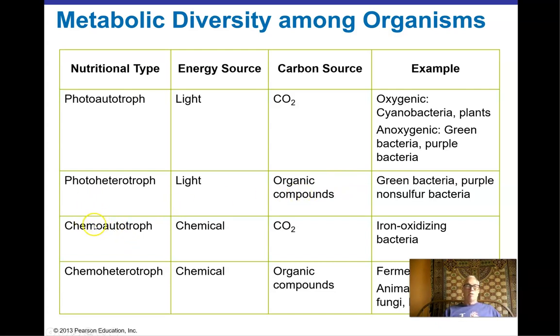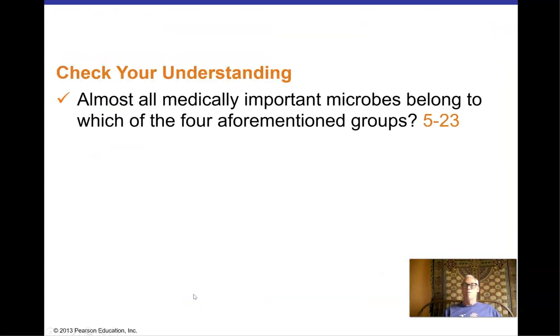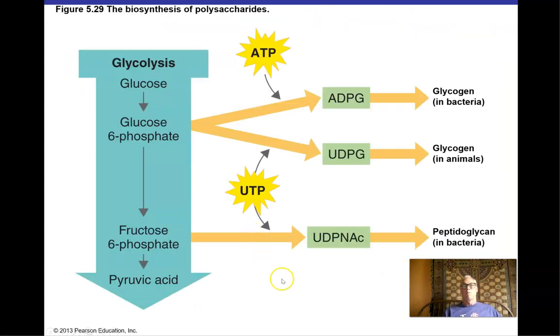Chemoautotroph, it uses chemicals for energy, and in this case, it can fix CO2. Chemoheterotroph uses chemicals for energy and brings in its carbon from outside, from organic compounds. Yeah, this might be a good thing to just practice with this chart, so that you can define each of these four classifications of microorganisms.